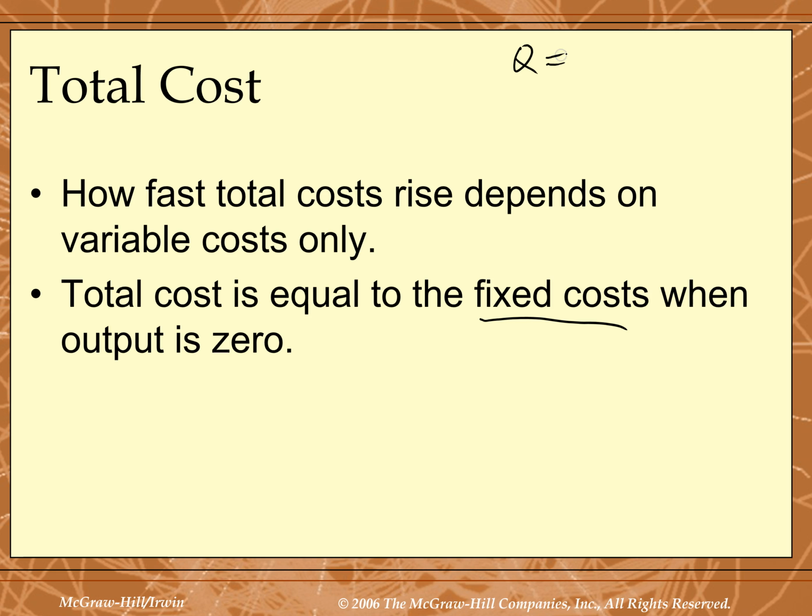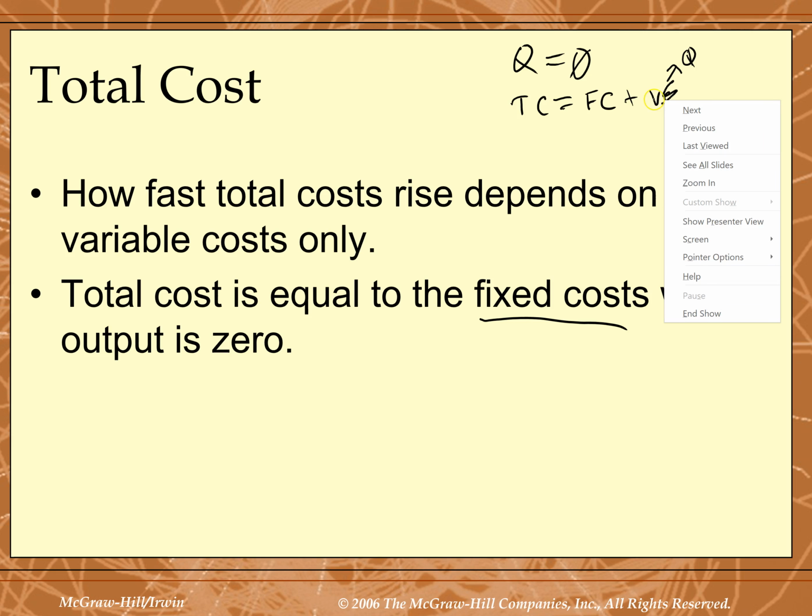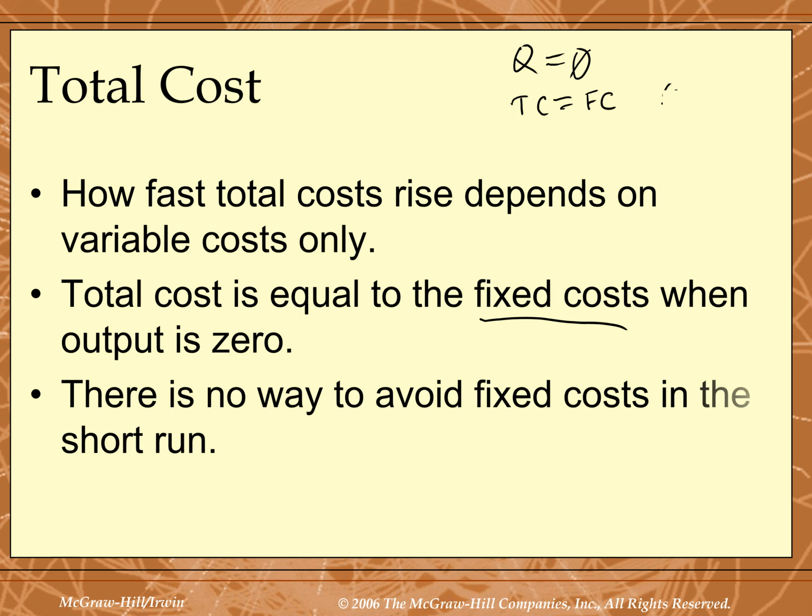When output is 0, total cost equals fixed costs. That's because variable cost is 0. So output rate of 0, total cost equals fixed cost.